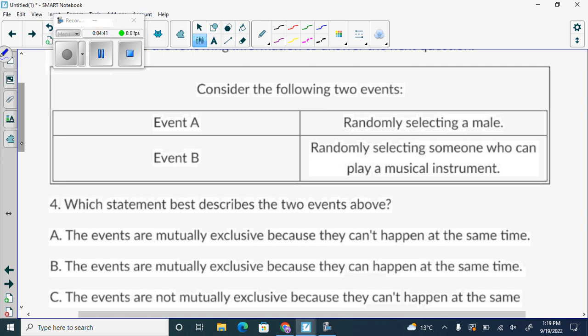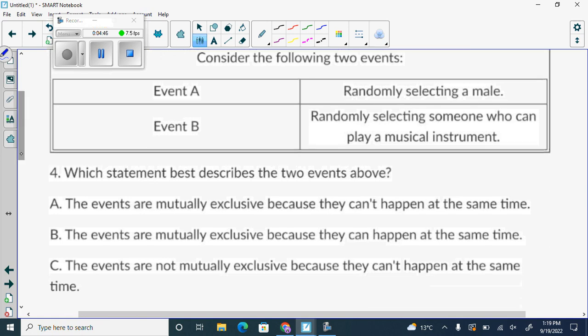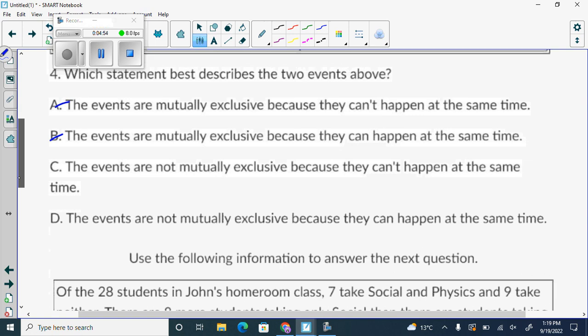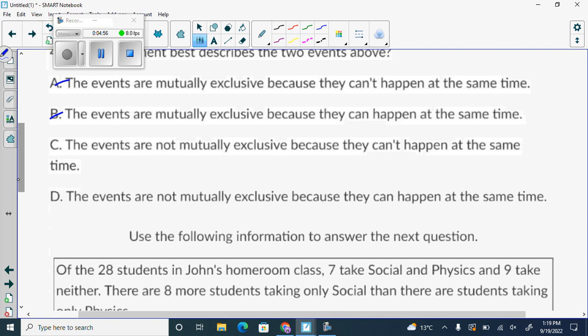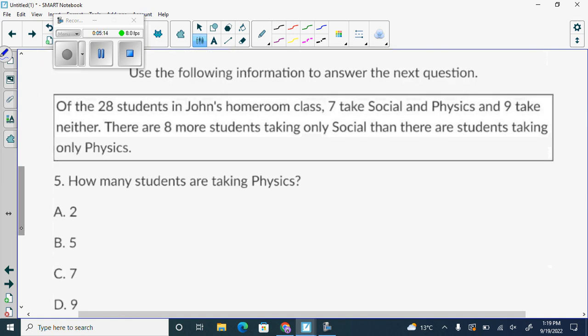Mutually exclusive means you have one circle here, 2 separate circles, no overlap in the middle, okay? So which of the statements best describes the 2 events above? Well, they're not mutually exclusive because they do have stuff in common. There are males who play instruments, so this one's out. They are not mutually exclusive because they can't happen at the same time, or the events are not mutually exclusive because they can happen at the same time. Is it C or D? It's D, because you can be a male who plays an instrument. So that's what not mutually exclusive means. It means there's overlap. So here there's 28 students in John's homeroom class.